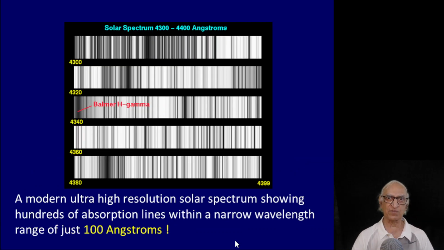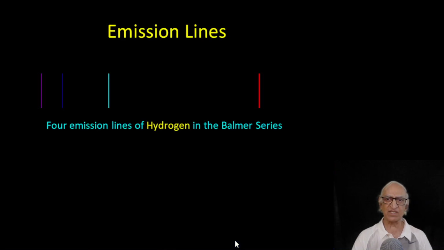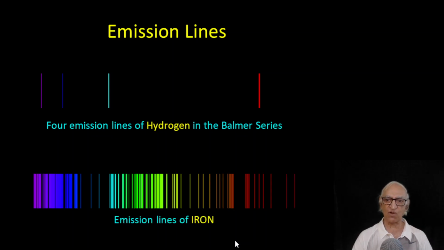This is a modern spectrum of the Sun in an incredibly narrow range of wavelength between 4,300 and 4,400 angstroms. And what you see are thousands and thousands of dark lines traversing the spectrum, just as Fraunhofer did. What you see here are emission lines from the Balmer series of the hydrogen atom. And what you see below are emission lines of iron. Obviously, this spectrum is much richer than the spectrum of emission lines from the hydrogen atom.